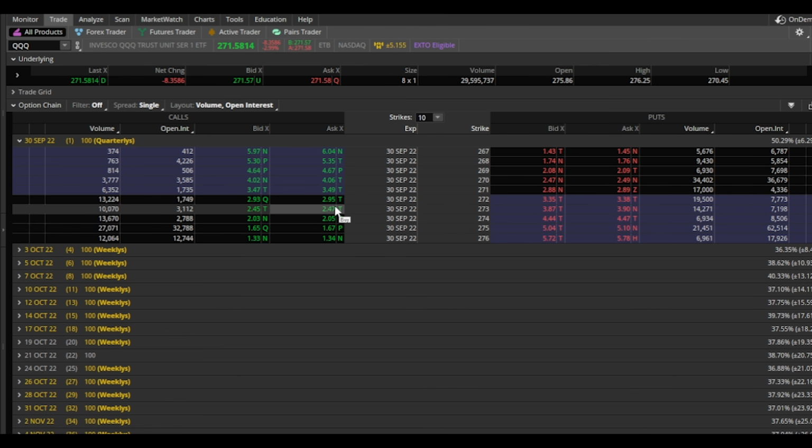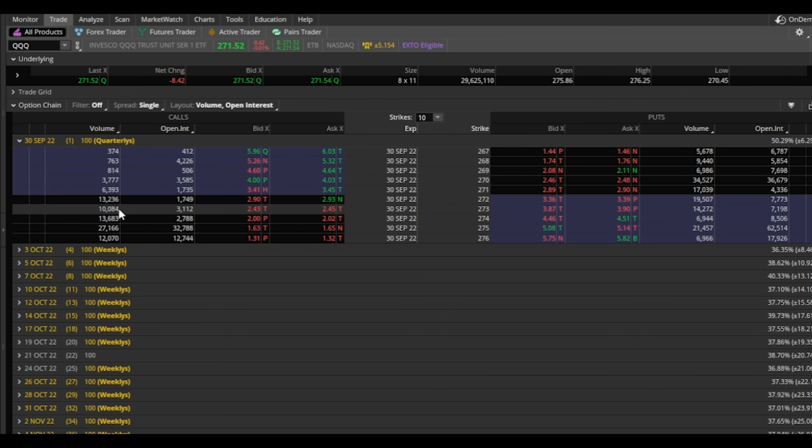A couple things you want to look at when picking options. You want to be sure the spreads aren't too bad, the difference between the bid and ask. And make sure you've got decent volume and open interest. This is important. You've got to have decent volume so you can get in and out of your trades quickly. You don't want to be waiting on your orders to get filled.